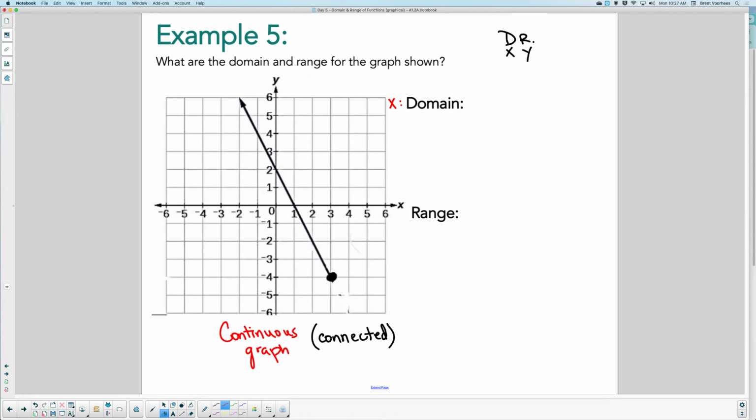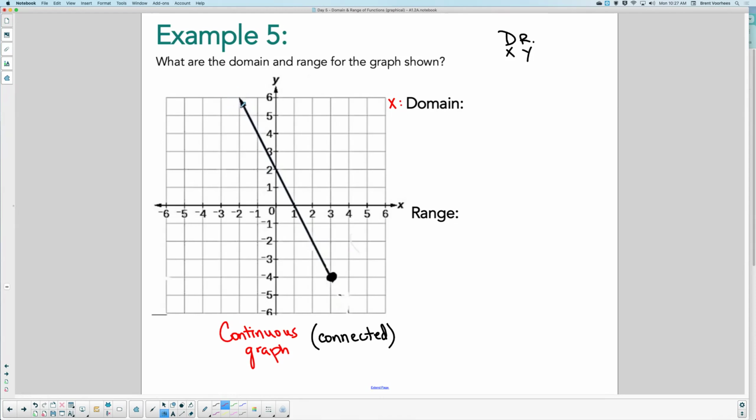You always go from left to right because when we talk about X's, that's like run. You run out of my classroom, what direction? Everybody wants to run right. That's what we do. We start at the left and then we run to the right. So left to right. How far left does this arrow go?